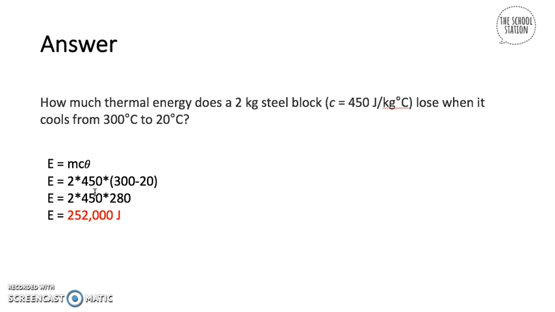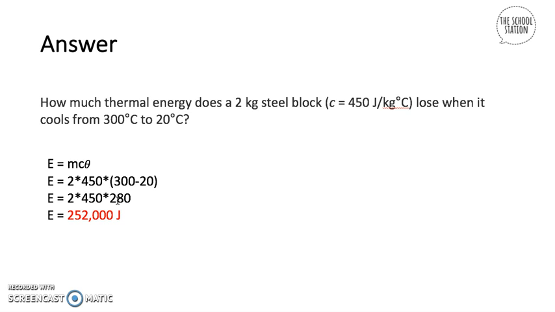The reason why is because it asks you for the change in temperature, and when it asks for the change in temperature, it basically wants you to take the initial temperature minus the final temperature. 300 degrees Celsius was the initial temperature, before the steel block cooled, but the final temperature was 20 degrees Celsius. So you have to do 300 minus 20, which is 280. So 2 times 450 times 280. If you type that into your calculator, you'll realize that it is 252,000 joules.